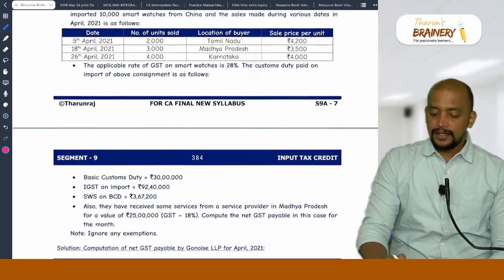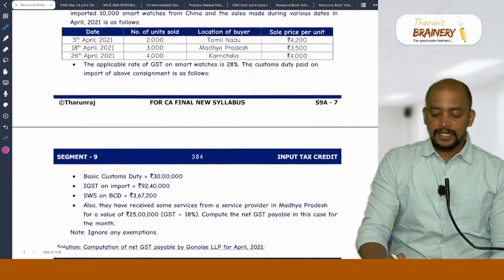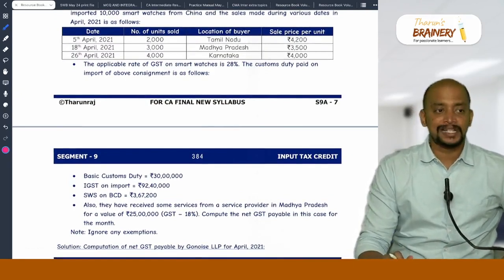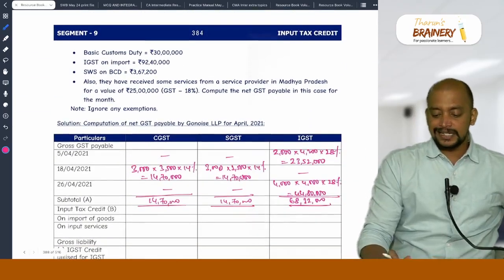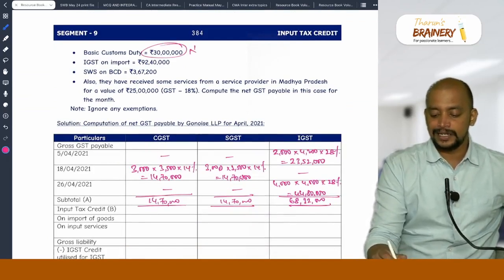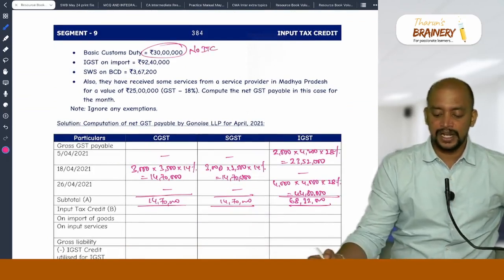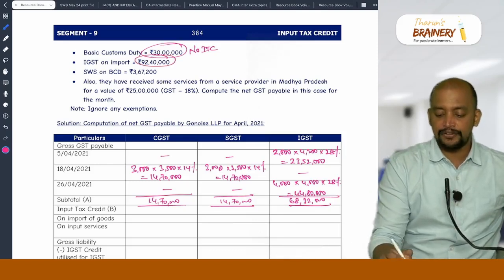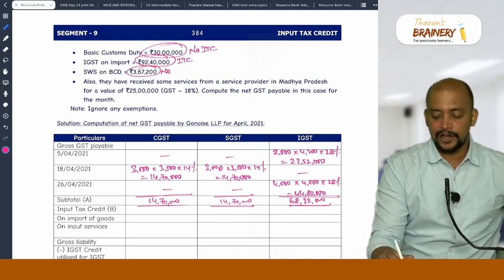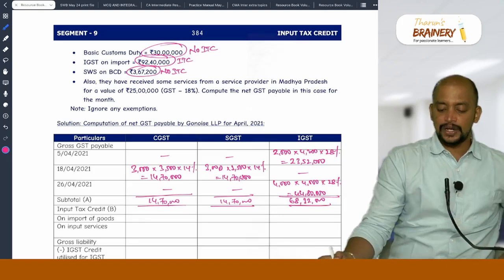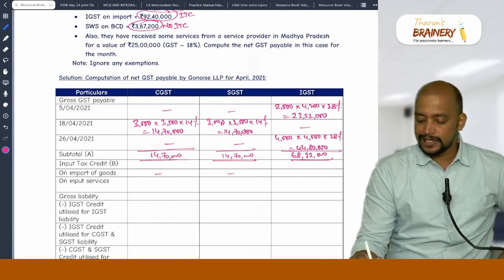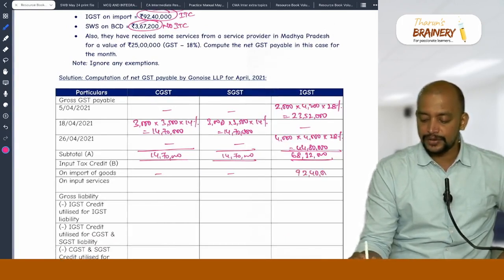Then continue the question. The applicable rate of GST on smartwatch is 28%. The customs duty paid on import of above consignment is as follows. Basic customs duty 30 lakhs. But can that be taken as credit? No. No ITC with respect to basic customs duty. IGST on import 92,40,000. Can we take ITC? Yes. And on social welfare surcharge, we cannot take any ITC. So only 92,40,000 can be taken as ITC. So input tax credit on import of goods is 92,40,000.